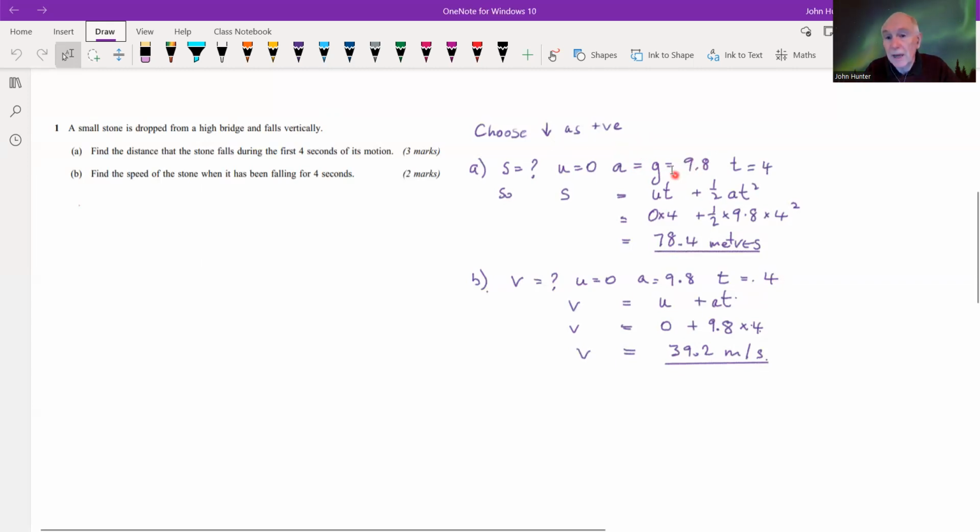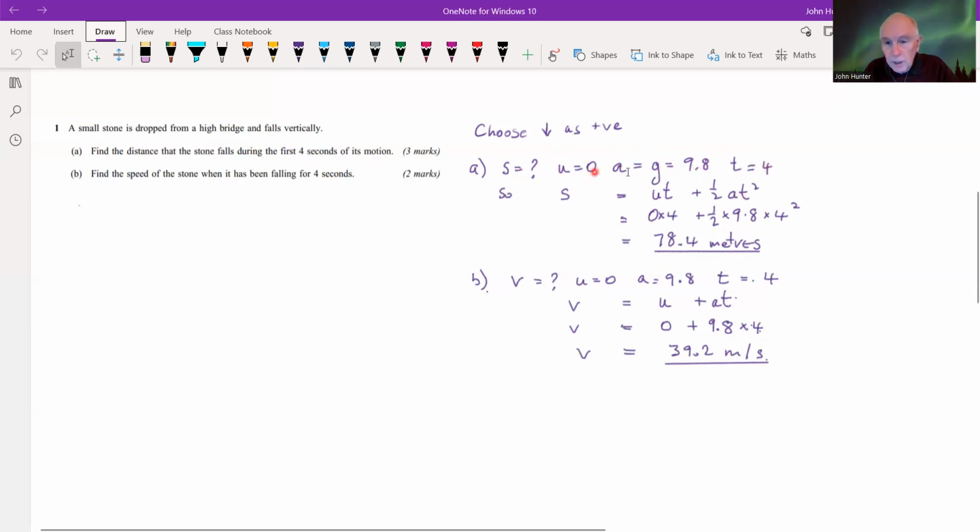because our frame of reference is downwards for positive. If we were instead taking the frame of reference as positive upwards, then the acceleration due to gravity would be minus 9.8. Okay, and we're told the first 4 seconds of its life, that means t equals 4.